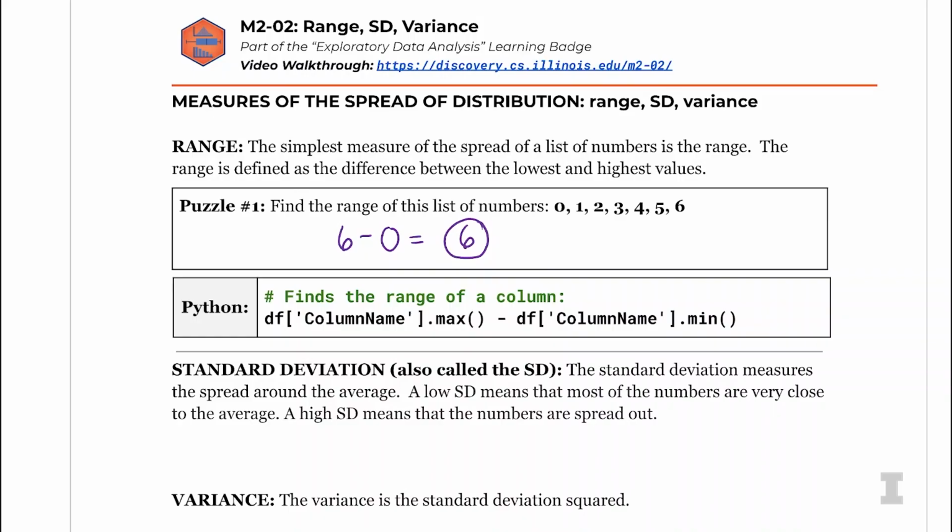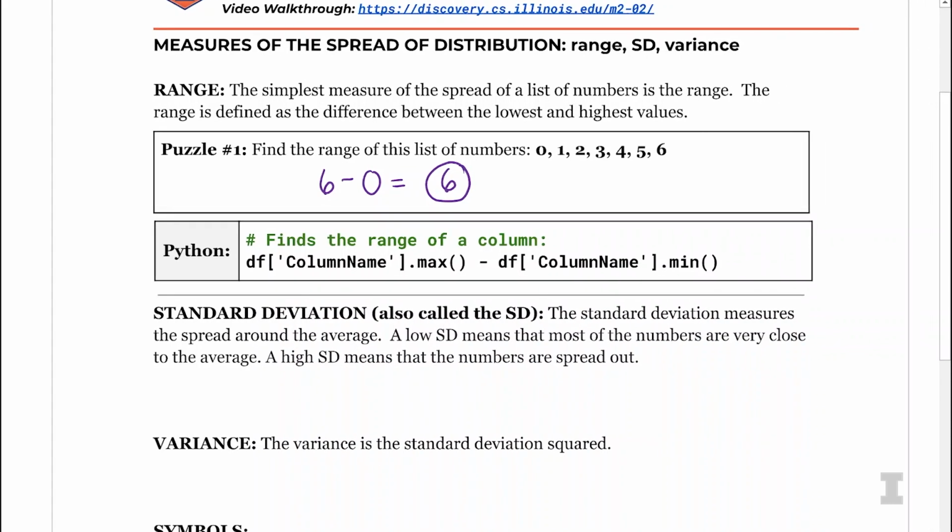Perfect. That is good to know. Like we talked about with measures of center, Python does have a .mean and a .median, but it doesn't have a .range, but we can use the maximum and a minimum value to find the range of any column in Python. So range is pretty simple.